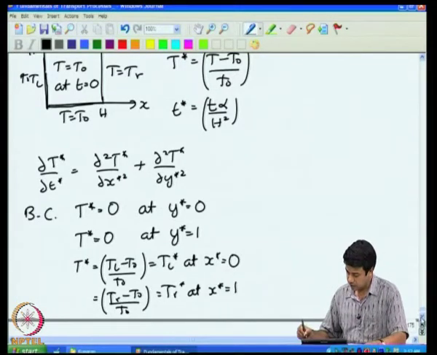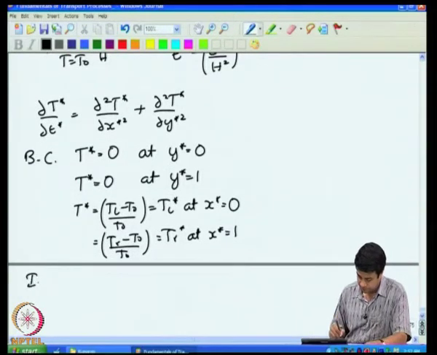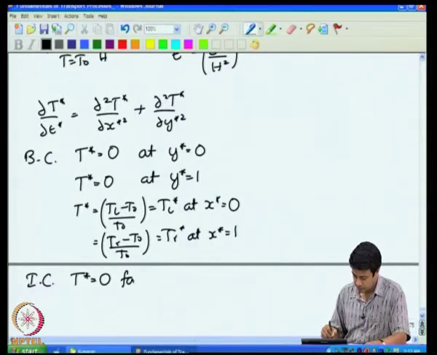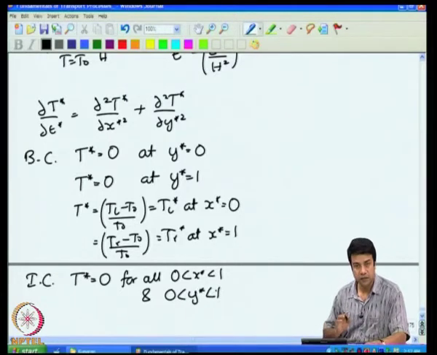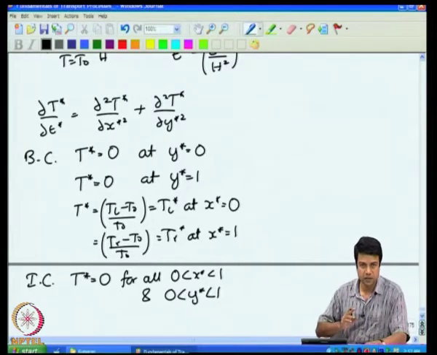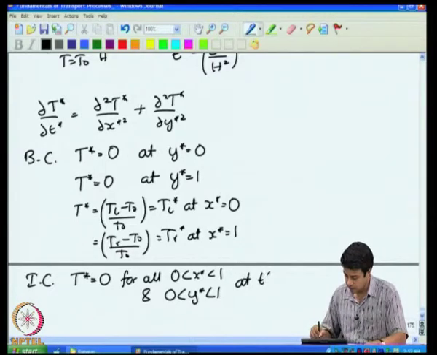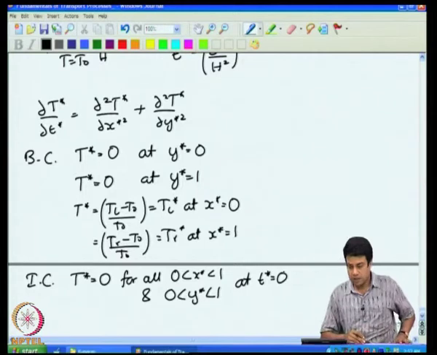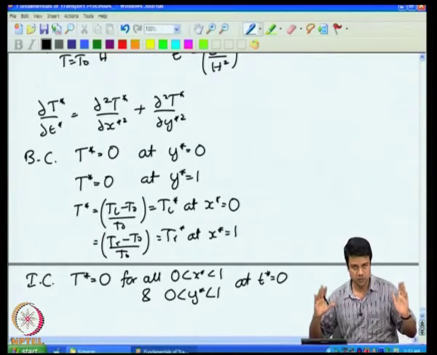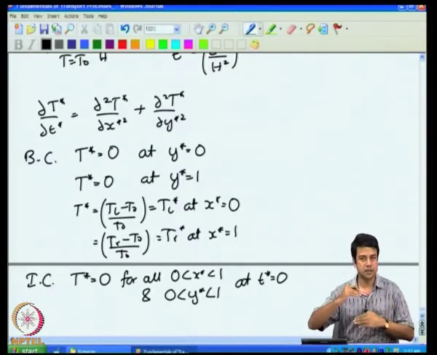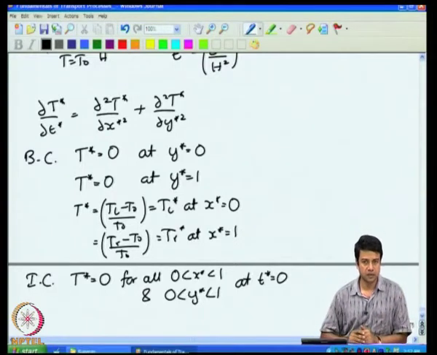I also have initial conditions. T star is equal to 0 for all 0 less than x star less than 1 and 0 less than y star less than 1. Everywhere within the domain T star is equal to 0, because T is equal to T naught at the initial time t star is equal to 0. So, at the initial time the temperature is equal to 0 everywhere, and at that particular time you have put in two sources on the right and the left. There are constant temperature conditions on the top and the bottom, and you want to find out what is the temperature profile as a function of time.